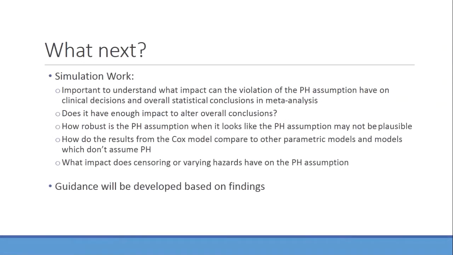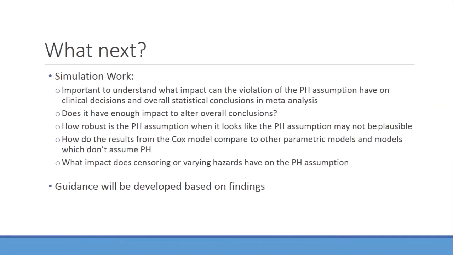We're also doing some simulation work at the moment to understand what impact the violation of the PH assumption can have on clinical decisions and overall statistical conclusions, and does it have enough impact to alter overall conclusions? So if you knew that it could actually have enough impact, would you then go on to assess the PH assumption, knowing that what you were doing could actually change the results?